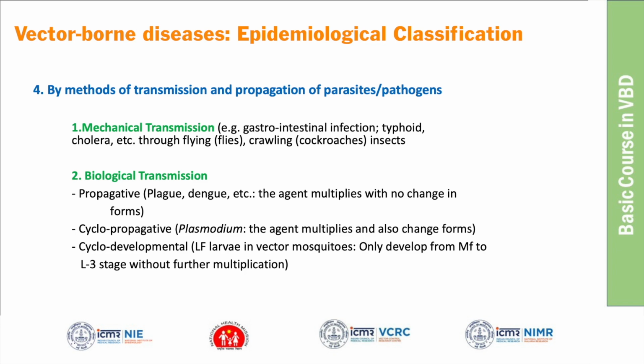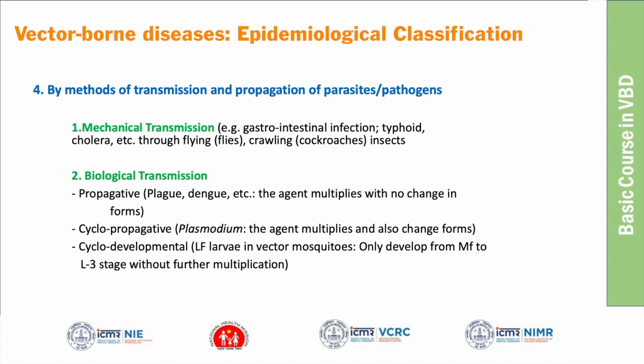Number two, cyclopropagative, in which the agent not only multiplies but also changes its form. For example, Plasmodium. Plasmodium changes several forms during its life cycle, in the vector itself as well as in the human host. Cyclodevelopmental. In this case, for example, in lymphatic filariasis, in mosquitoes, larvae simply develop from microfilaria to the L3 stage, which is an infective stage, but without multiplying.